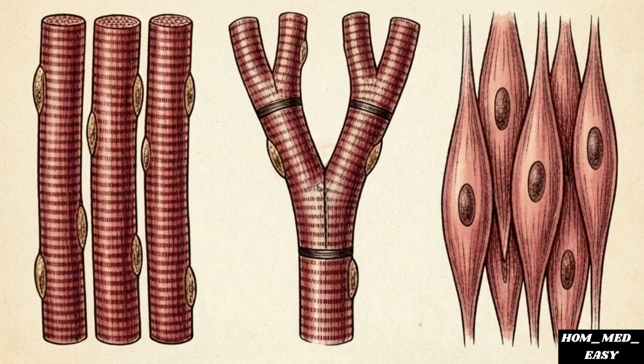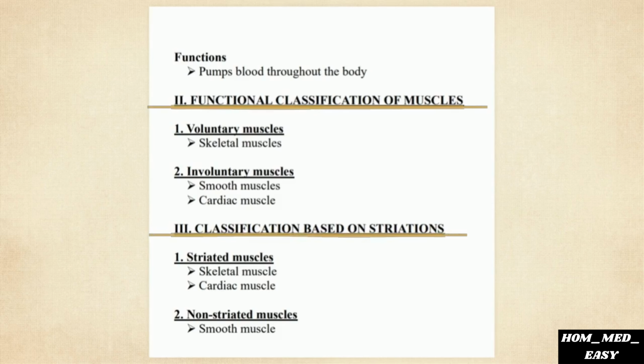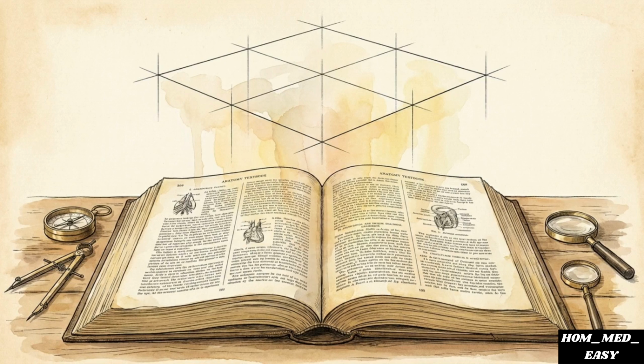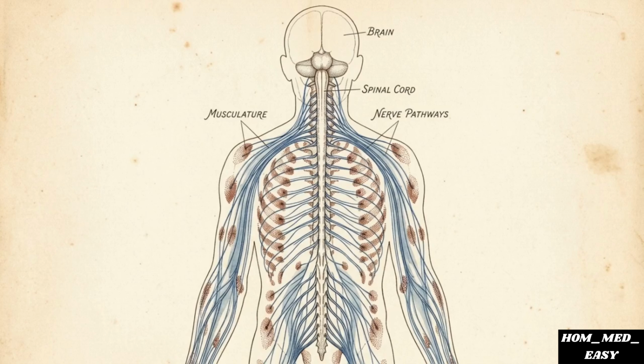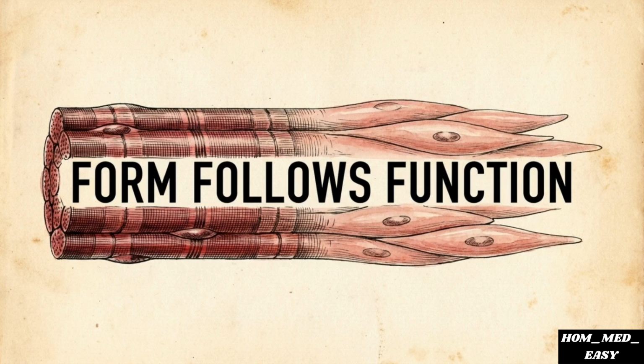We started with the overlapping classification lists found in textbook anatomy. This matrix model provides a framework for these three types. If you understand a muscle's role in the body, its microscopic structure and nerve supply follow a predictable pattern. Understanding these classifications reveals how the body's physical requirements dictate its cellular design.